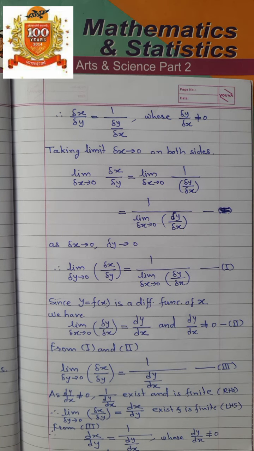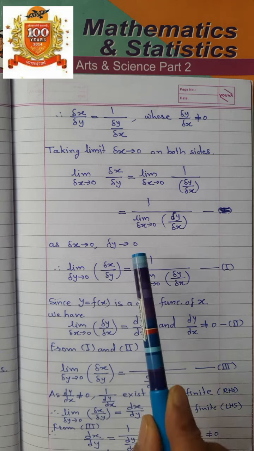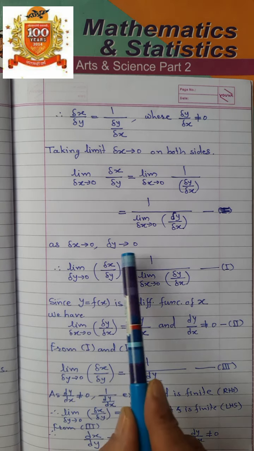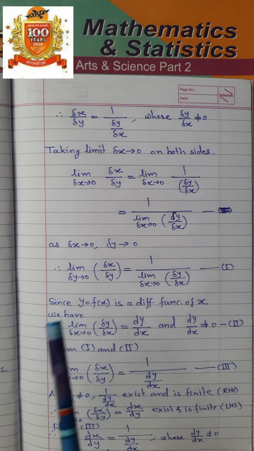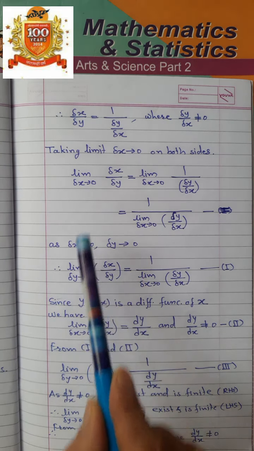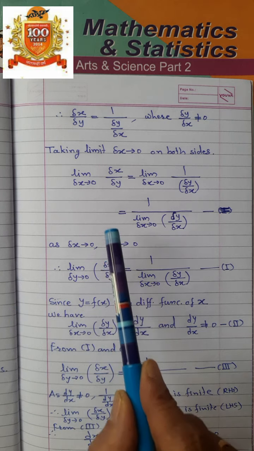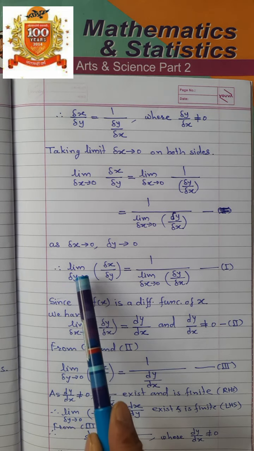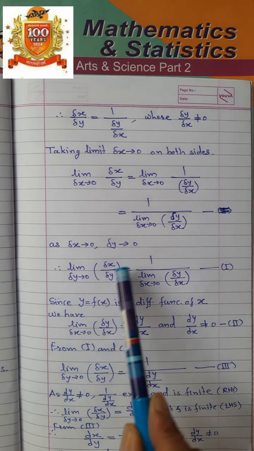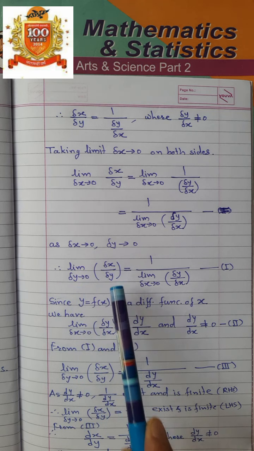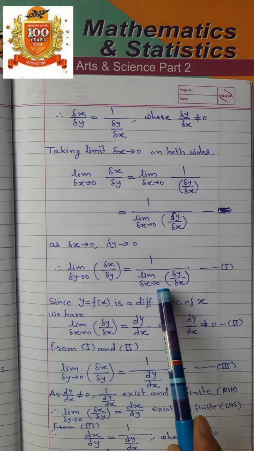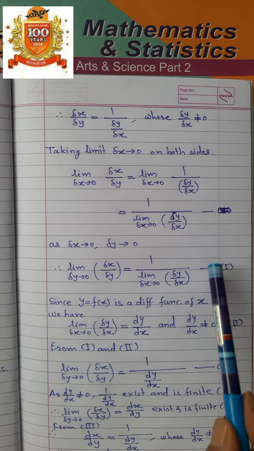As del x tends to 0, del y tends to 0. If del x tends to 0, then del y tends to 0. So instead of del x tends to 0 on the left hand side, we write del y tends to 0. That is limit del y tends to 0 del x upon del y is equal to 1 upon limit del x tends to 0 del y by del x, as it is.